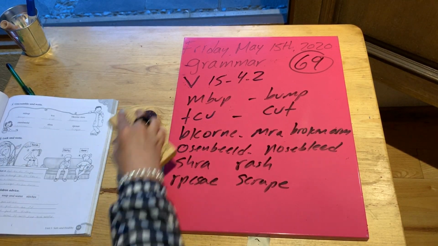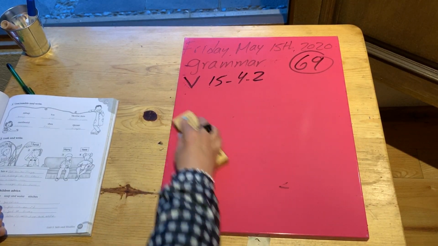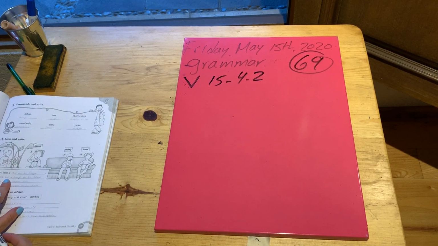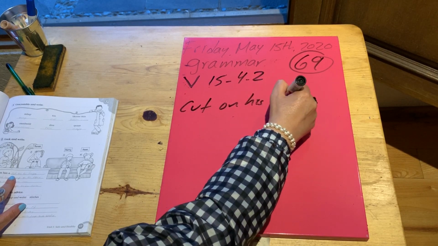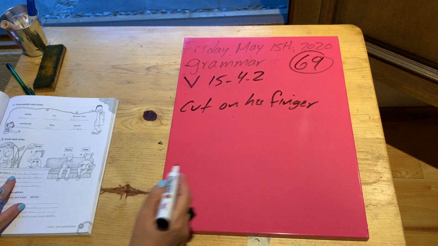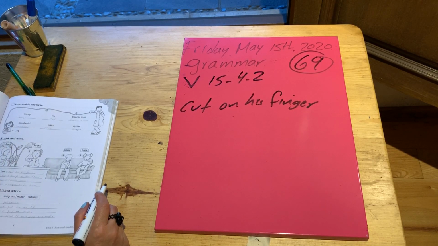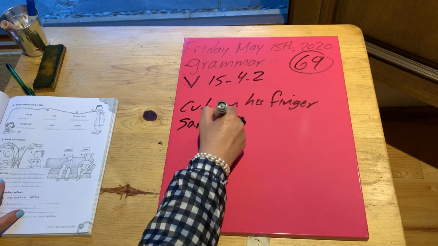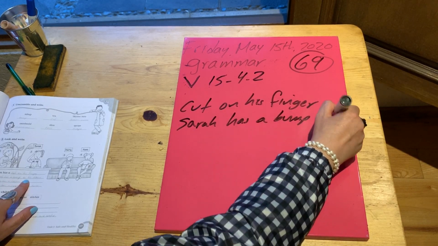So listen, I'm going to erase here. And then we are going to answer. So my first one, Jim has a what? Okay, a cut on his finger. A cut on his finger, okay? And if you see, yeah. Okay, now, what about number 2, Sarah? Sarah has a bump on her head.